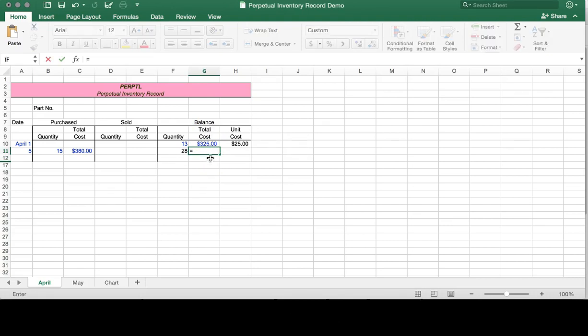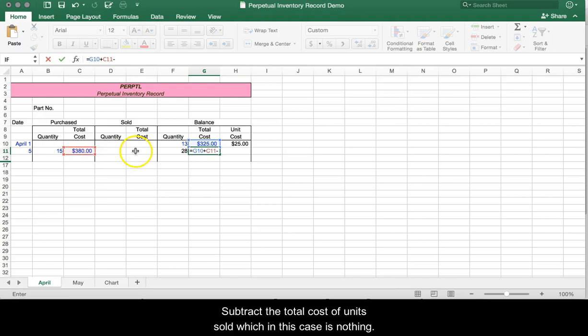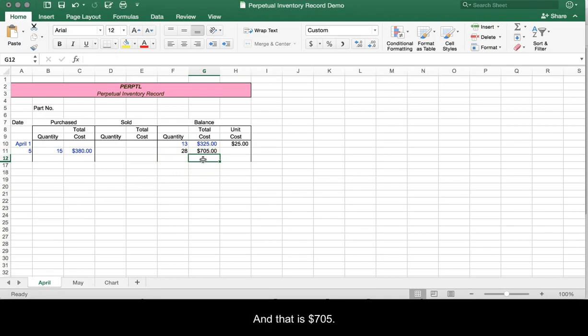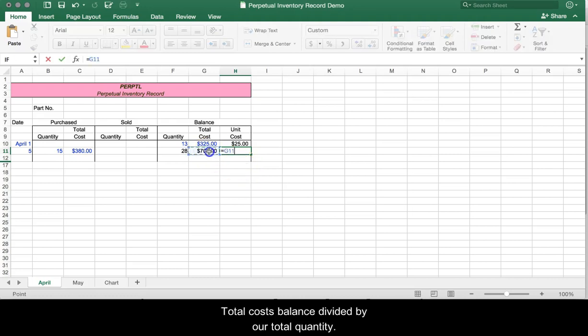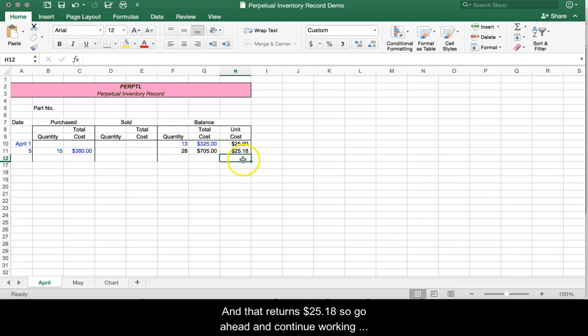And the balance total, it needs a formula also. So it'll be equals previous balance plus the total cost of units purchased, subtract the total cost of units sold, which in this case is nothing, and that's $705. And we recalculate the average cost after the purchase or sold. So this formula would be equals total cost balance divided by our total quantity. And that returns $25.18. So go ahead and continue working on all the other dates for April.